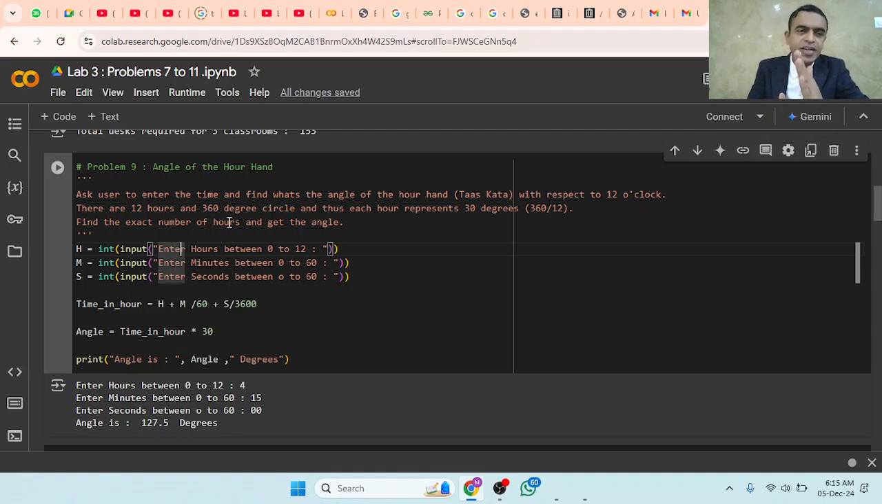hour hand, in Marathi, तास काटा, right? There are 3 hands: second hand, minute hand, hour hand. So for the hour hand, we want to know what angle this hour hand is making with respect to the 12 o'clock position. The position is of the 12 o'clock position. What angle is this hour hand going to make?